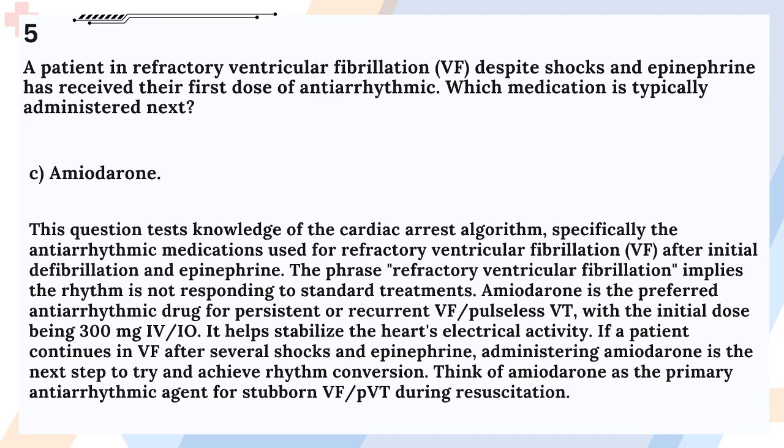This question tests knowledge of the cardiac arrest algorithm, specifically the antiarrhythmic medications used for refractory ventricular fibrillation, VF, after initial defibrillation and epinephrine. The phrase refractory ventricular fibrillation implies the rhythm is not responding to standard treatments. Amiodarone is the preferred antiarrhythmic drug for persistent or recurrent VF/pulseless VT, with the initial dose being 300 mg IV/IO. It helps stabilize the heart's electrical activity. If a patient continues in VF after several shocks and epinephrine, administering amiodarone is the next step to try and achieve rhythm conversion. Think of amiodarone as the primary antiarrhythmic agent for stubborn VF/pVT during resuscitation.